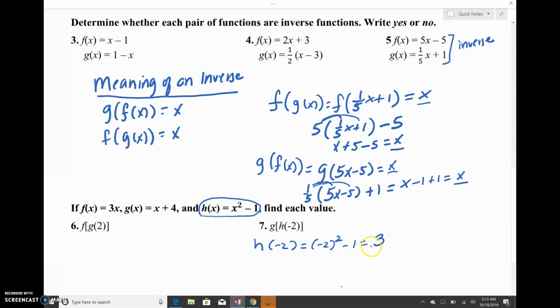Now, 3 is going to be the input for g. So if you look at equation g, we have x plus 4. So what we're going to have is 3 plus 4, which is 7. So the output for g of h of negative 2 is 7.